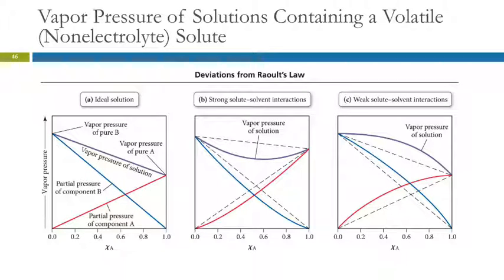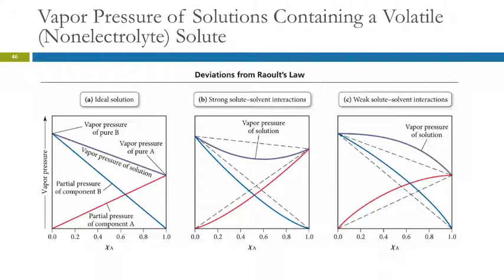So 3 graphs. Here's ideal behavior, vapor pressure on the y-axis, mole fraction of A on the x-axis. So this is the partial pressure of component A in the red. So when the mole fraction of A is 0, its pressure is 0. And as the mole fraction increases, the partial pressure of that component increases until it gets to whatever the vapor pressure of the pure substance is.